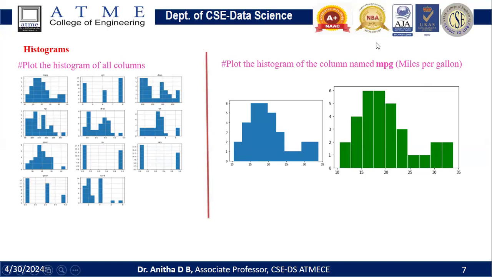So here in the second part, again there are two graphs. One is without splitting the range, and the second one is after splitting the range. By using the command bins equal to 10, we will get this graph. Without using bins equal to 10, we will get this kind of graph. So this is about the output of the program.